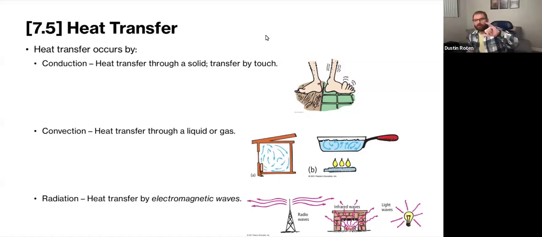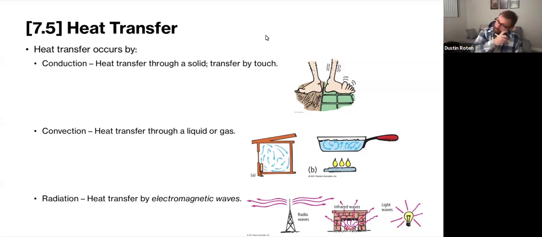We finished talking about temperature, what it is, just the average of the kinetic energy of molecules. We talked about heat, which is the transfer of that energy. We talked about how the properties of different materials actually affect how fast or slow or how much heat is transferred.